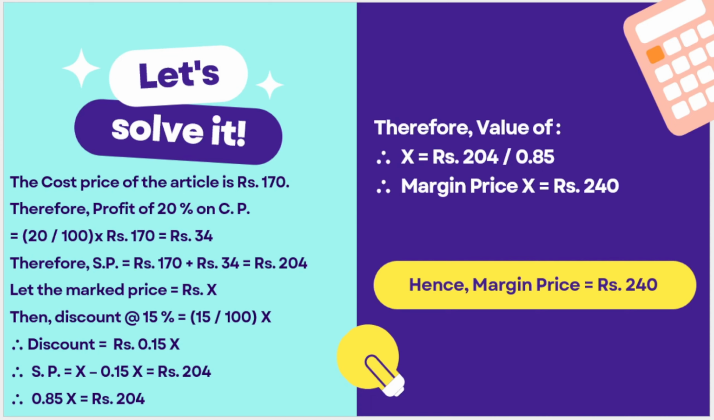Solving this equation, we can write 0.85x is equal to rupees 204. Therefore, value of x is equal to rupees 204 divided by 0.85, which comes to rupees 240. Hence, the marked price is equal to rupees 240. Let us go to example number 12.